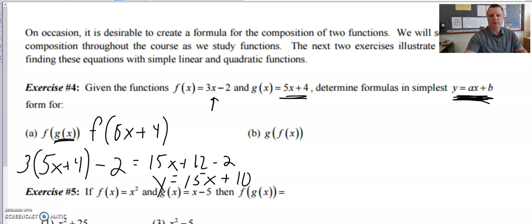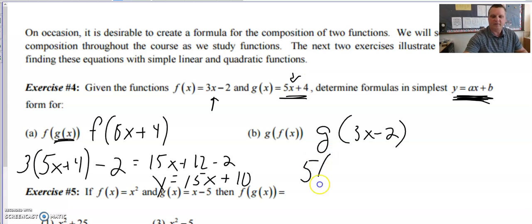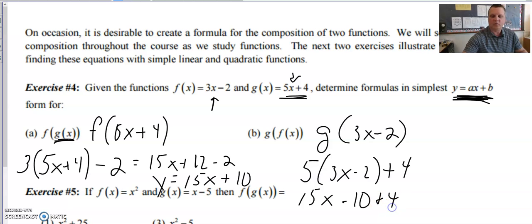Now going the other way, we take our f of x, which is 3x minus 2, and we're going to put it in for the x in g of x. So we have 5 times (3x minus 2) plus 4. So we have 15x minus 10 plus 4, which gives us 15x minus 6. So we have y equals 15x minus 6, and that's your rule.